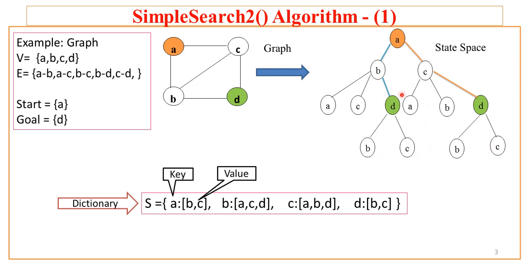Now this state space is basically a tree representation, but we can't provide this diagram to our algorithm. The algorithm will not operate on the diagram. Rather, we need to represent the state space using some proper data structure, that can be an adjacency matrix or adjacency list. Here the most appropriate data structure in Python is the dictionary. What is this dictionary? It is a set of elements having key value pairs. Key is the node and values are the immediate successors.